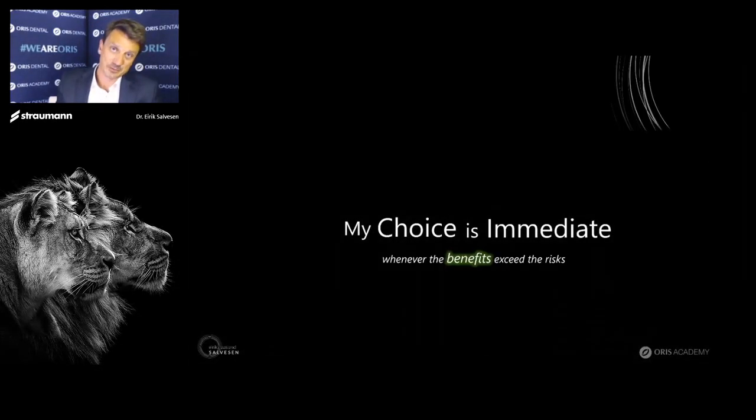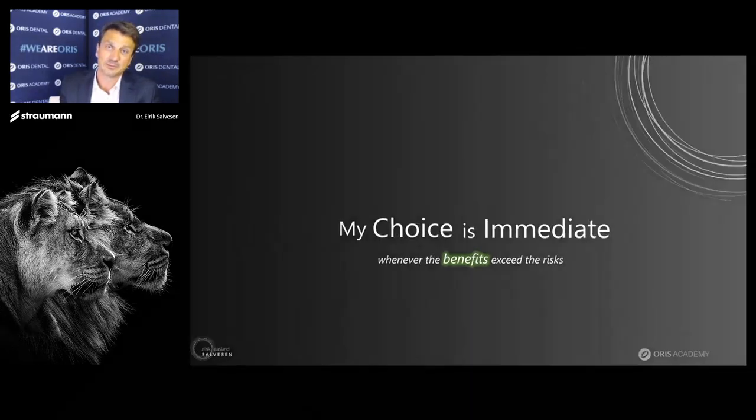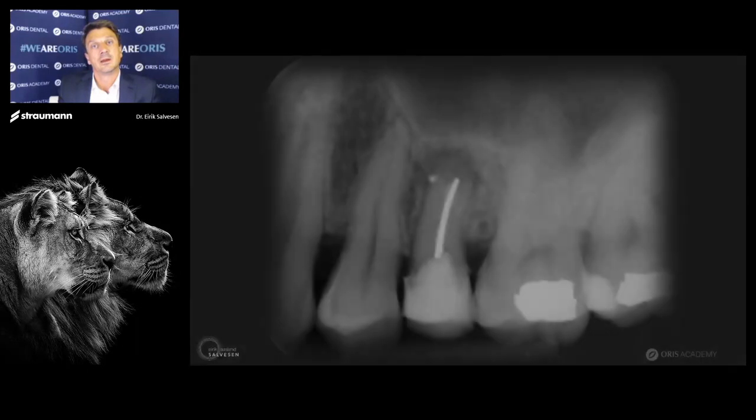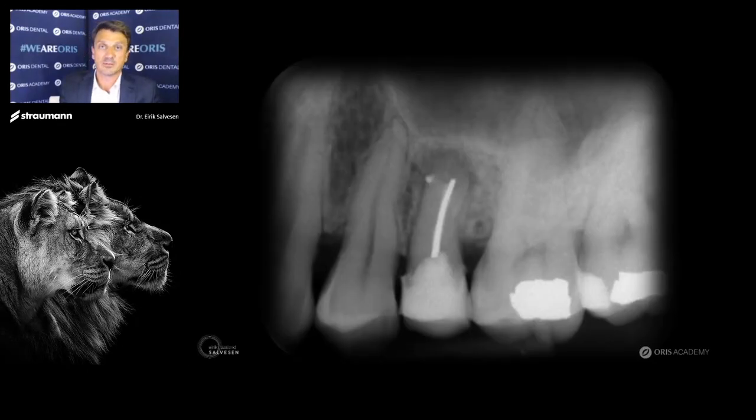So my choice, whenever I'm able to do so, is immediate. But it goes again to whenever the benefits exceed the risks. So let's go again. We got a premolar. It's an upper left second premolar. It has an infection, there's symptoms. The endodontist has given it up. The restorative prognosis is not good. So we're going to extract this tooth.